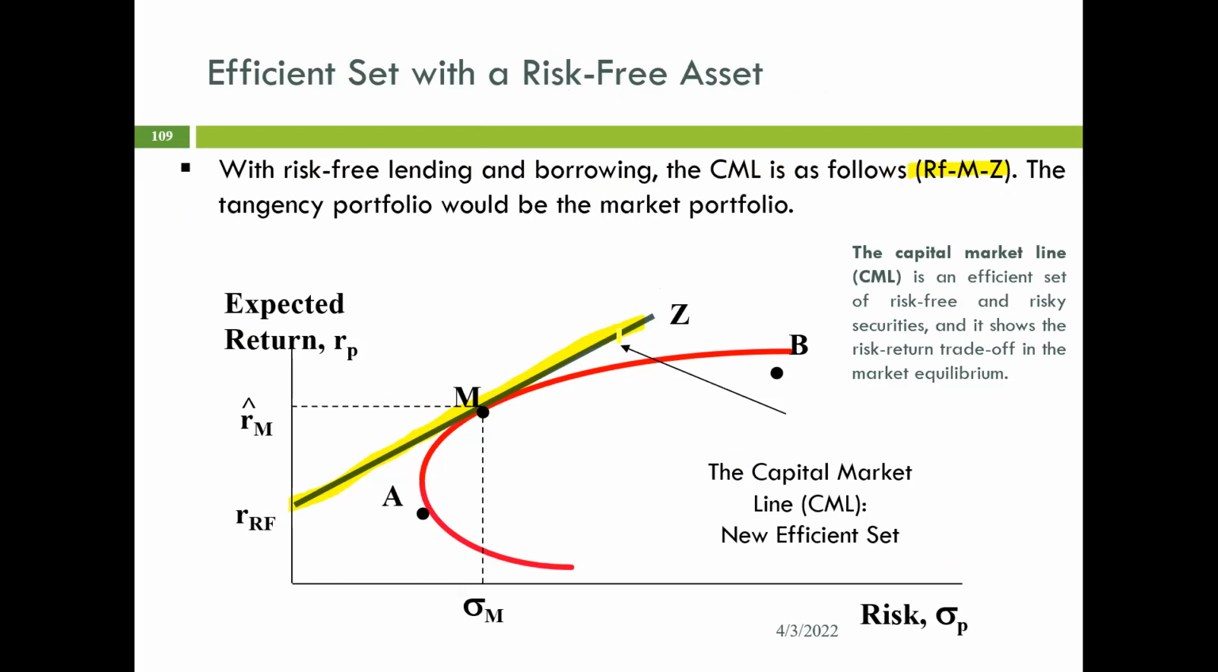You can see that line. The tangency portfolio would be the market portfolio. So the capital market line is an efficient set of risk-free and risky securities, and it shows the risk-return trade-off in the market equilibrium. This is very important. The capital market line reflects the efficient set of risky portfolios as well as risk-free investment.